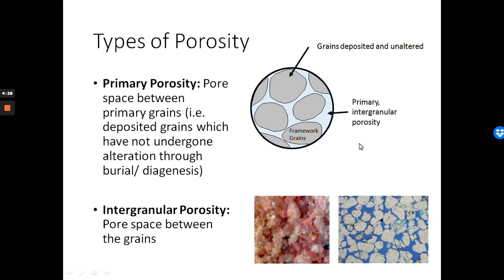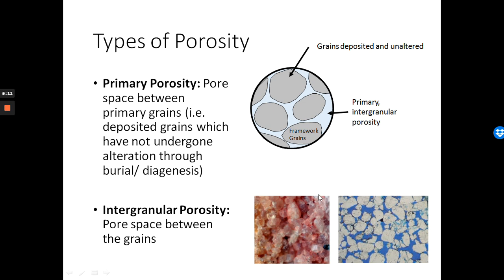So you can imagine a river transporting sand to the sea, and all this sand is laid down on the seafloor. It has not undergone any burial under more and more sediment. There is no diagenetic alteration of the sediment. So any original holes inside the sediment is called primary porosity. The most common type of primary porosity you see is what we call intergranular porosity. These are pores which occur between your framework grains. So that's intergranular porosity.